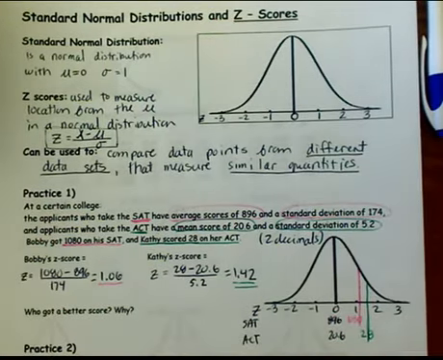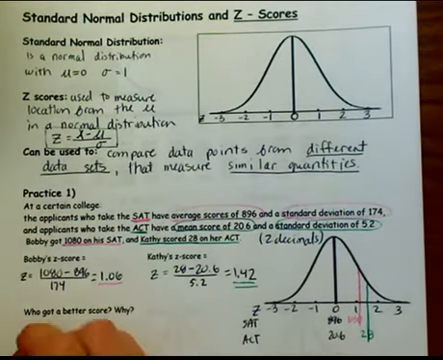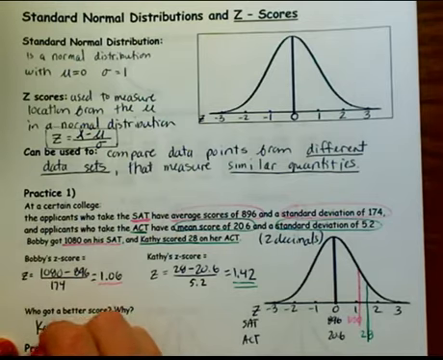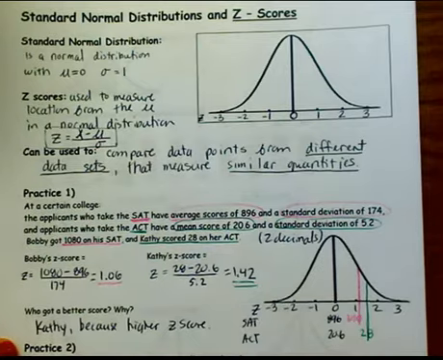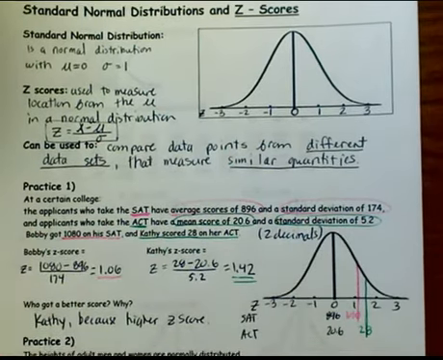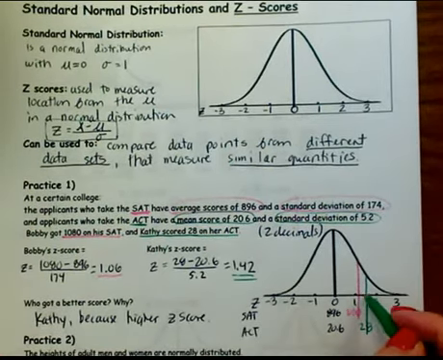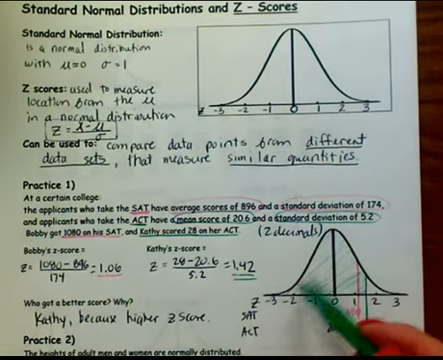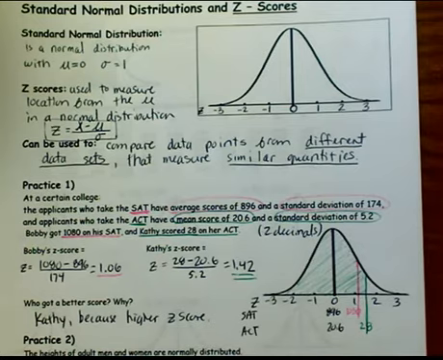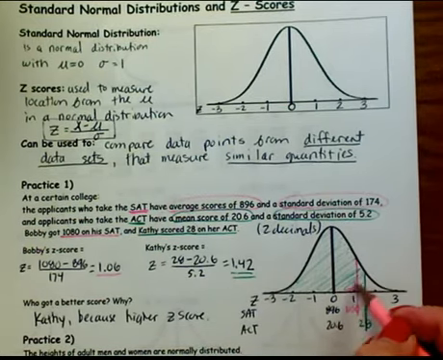That means that Kathy has a better score because she has a higher z-score. She's more standard deviations above the mean. If we were thinking of percentiles, she would be in a higher percentile because she has more data points, or more percentage, below her. The green percentile is larger than the pink one.